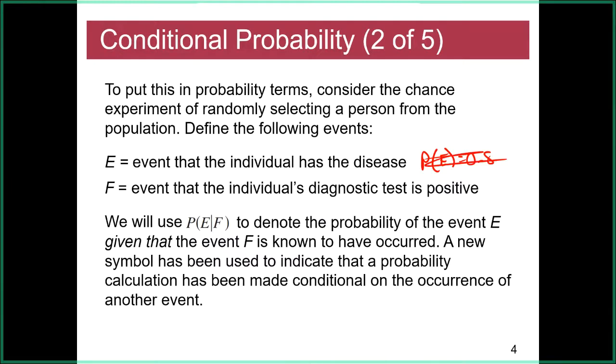So what they're saying here is, what is the probability that they have the disease once we know that their test is positive? And that's where the 0.8 comes in. So if we know they had a positive test, the probability that they have the disease is 0.8. And that is the notation. That bar is saying, given that we already know that they have a positive test, what's the probability that they have the disease?